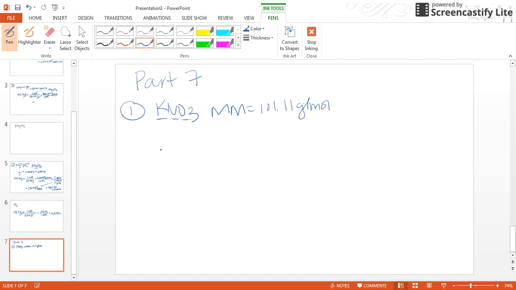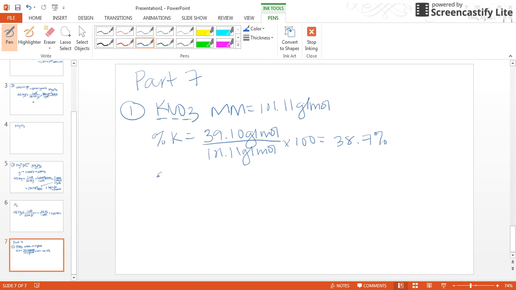The next thing we're going to do then is start breaking it down by element. So we're going to start with the percent of potassium. Doesn't matter what order you start in. I'm just going to start at the beginning. The molar mass of potassium is 39.10 grams per mole. We're going to divide that by the total molar mass, which is 101.11, and we're going to multiply by 100. So if we go ahead and do that, we're looking at 38.7%.